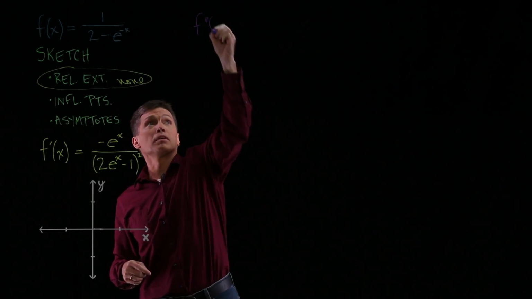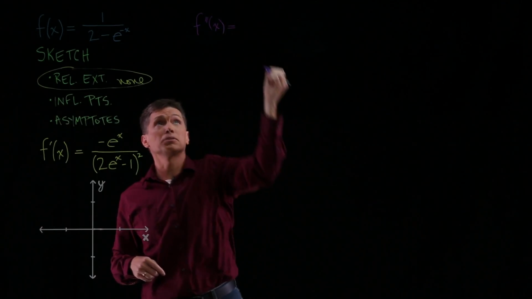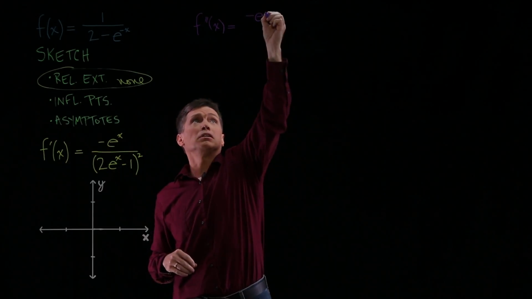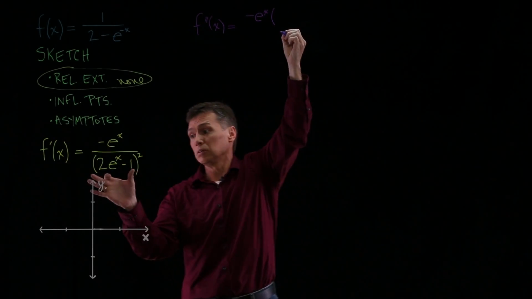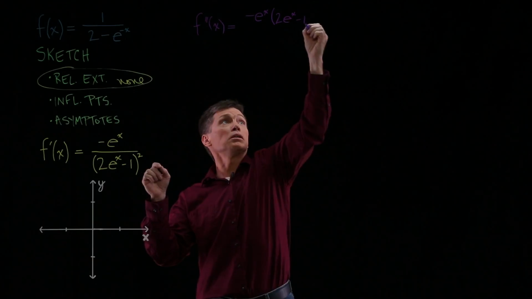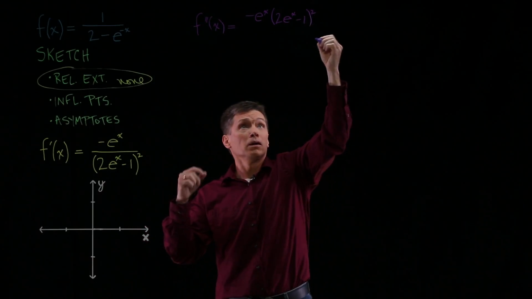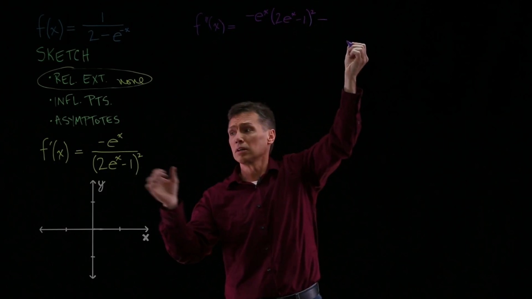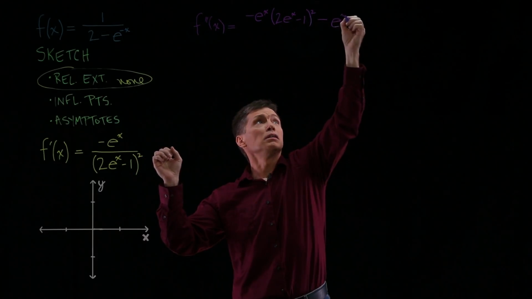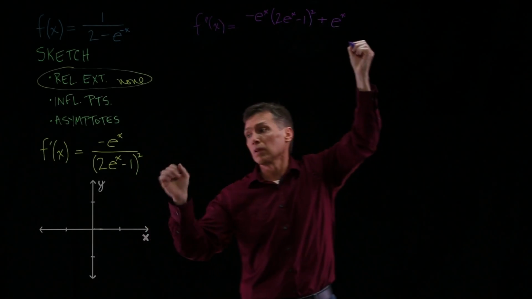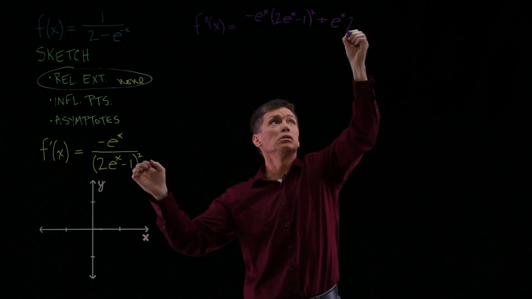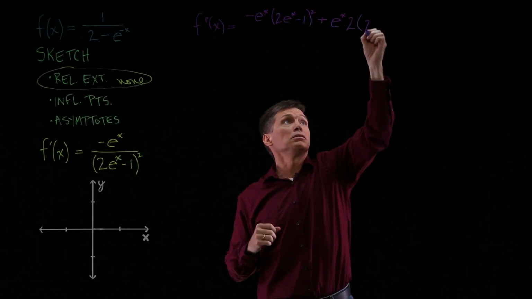F double prime of x equals, and I've got my quotient rule again. Derivative of the top is just minus e to the x. Bottom left alone, that's this whole thing, 2 e to the x minus 1 squared. Quotient rule, then I have subtraction of the top left alone. But if I leave the top alone, there's a minus sign there. Let's just make that addition then, right? Now the derivative of the bottom, I've got looks like a chain rule actually. So 2, leave what's inside alone.